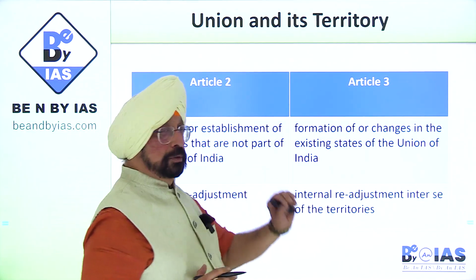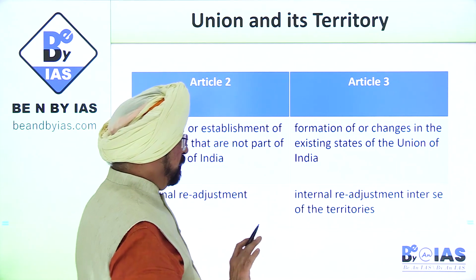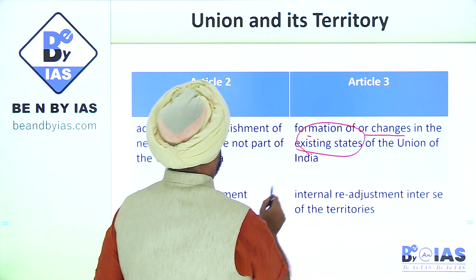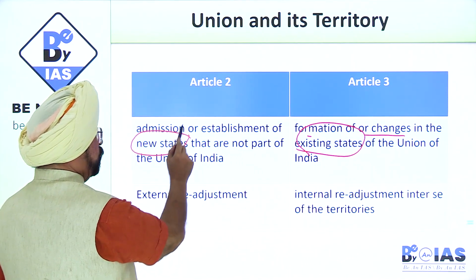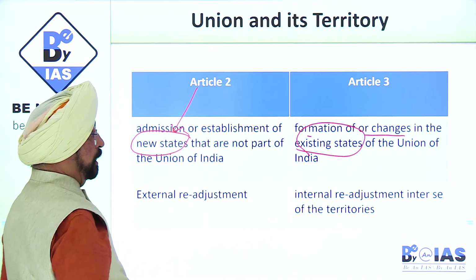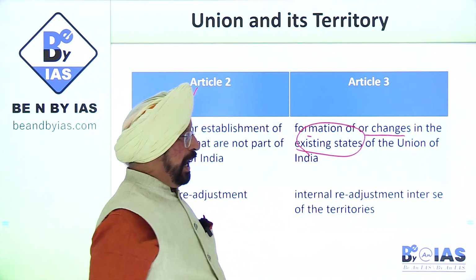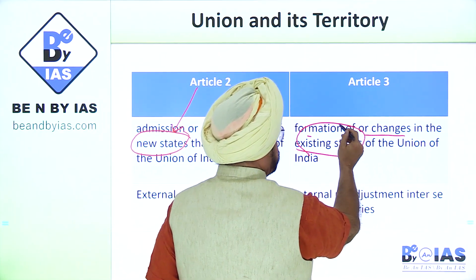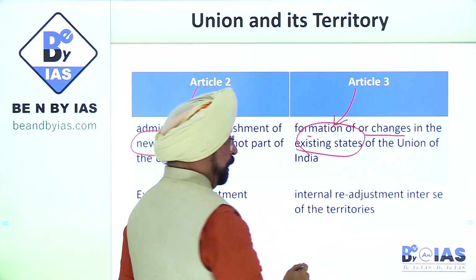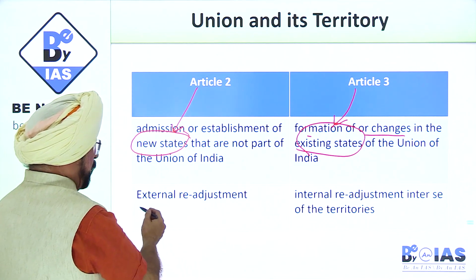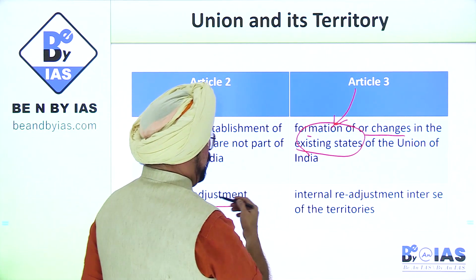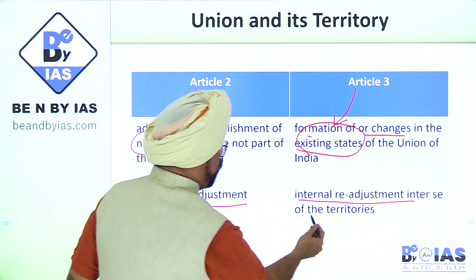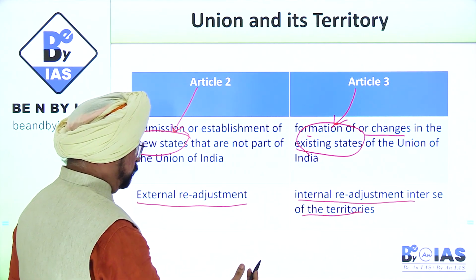Now, Article 3 has got a different feature. It has a feature of creating changes in the existing states. Here it is the new states. Article 2 deals with the admission or establishment of new states. Article 3 talks about the changes in the existing states. How it is done, we'll further study. Now, it is external readjustment, whereas it is internal readjustment, inter se, of the territories. What do we mean by that?